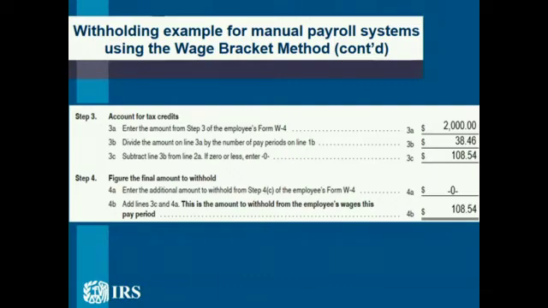Now we are on step 4, and since Logan did not complete step 4 on his W-4, there is no additional deduction. So we enter 0 on line 4A. That makes Logan's final withholding amount for each pay period $108.54, showing on line 4B. Now worksheet 2 is complete.